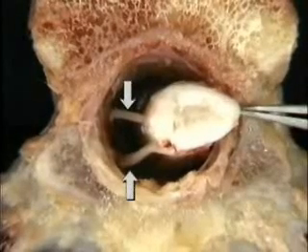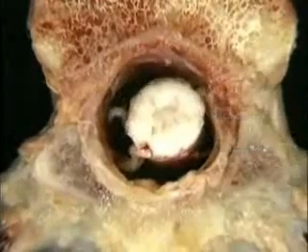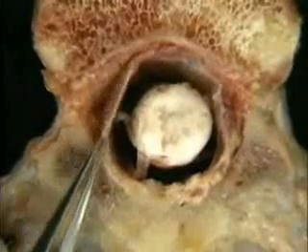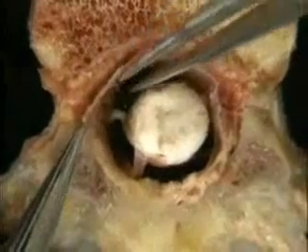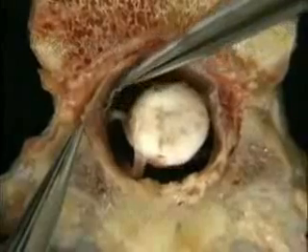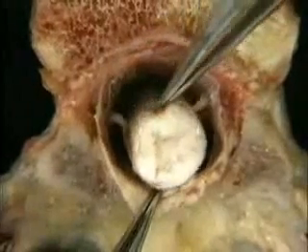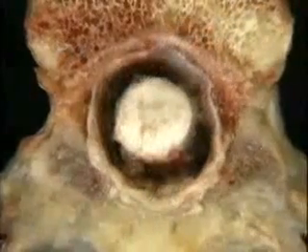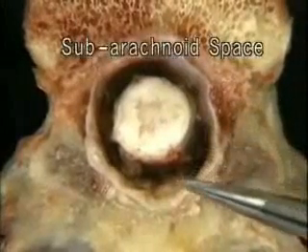These filaments form the spinal nerves, as we'll see in a minute. The spinal cord lies within this strong protective layer, the dura. The dura is lined on the inside by a loosely attached membrane, the arachnoid. The cord is covered on the outside by a firmly attached membrane, the pia. The space between the arachnoid and the pia is called the subarachnoid space.